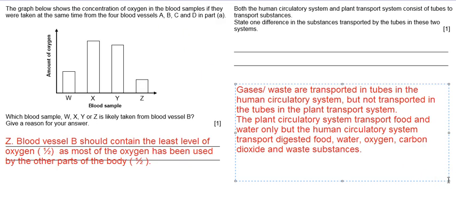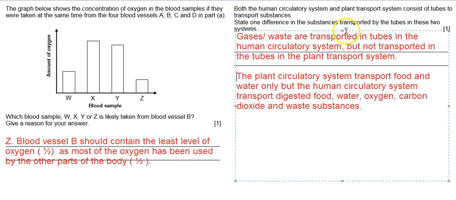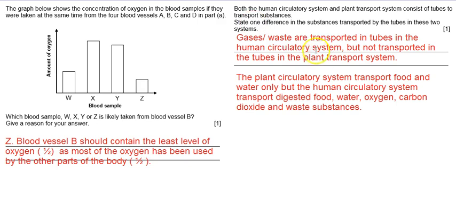Alright, so we know that gases and waste are transported in tubes in the human circulatory system, but the gases and the waste are not transported in the tubes in the plant transport system. We also know that the plant transport system transports food and water only, but the human circulatory system transports five things, which are food, water, oxygen, carbon dioxide, and waste substances. So we already know this. In fact, this could be the answer, right? Choose either one because this says state one difference, so you can just write the top one or the bottom one. It is worthwhile for you to understand the difference and memorize it because it is part of your syllabus.